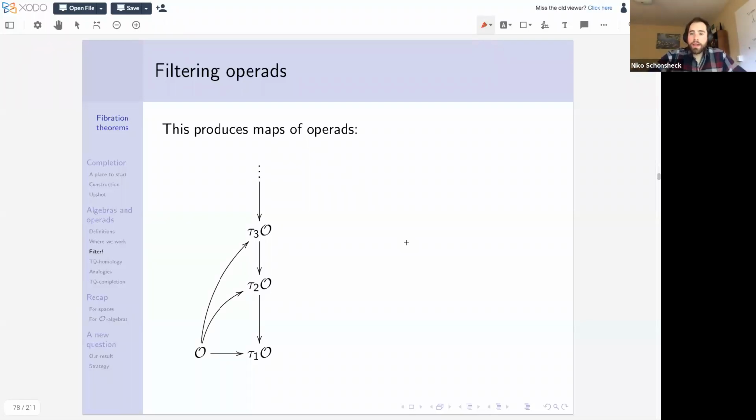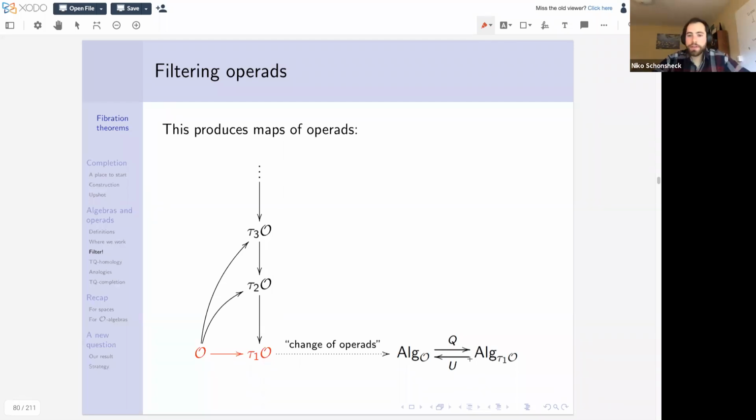Now, a little bit ago, I said that a good analogy is that algebras over an operad are like modules over a ring. And if you have a map of rings, that always induces a change of rings adjunction on the corresponding module categories. And in the same way, really the same way, any map of operads gives you a change of operads adjunction. So if I look at this bottom layer, this map of operads, O to tau 1 of O, gives me a change of operads adjunction on the corresponding algebra categories.